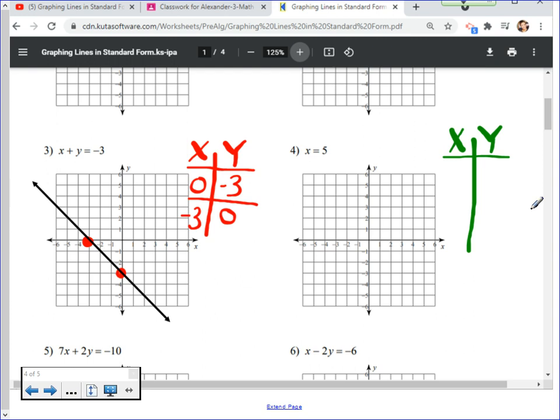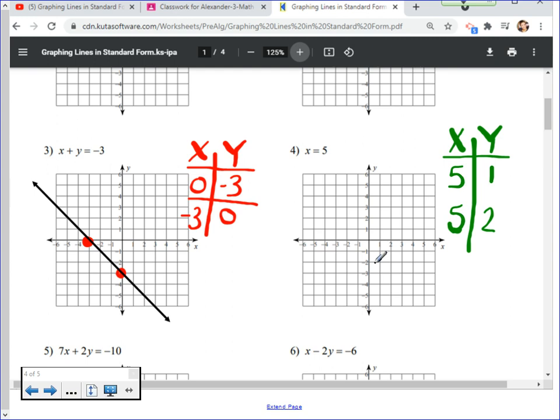So under X, what number am I allowed to put? A 5. That's the only number I'm allowed to put under X because it tells me X is 5. But on Y, what number can I put? Any number you want. You obviously want to choose something that's going to fit on your graph, so nothing bigger than 6. So I'm just going to choose 1 and 2. You get to pick whatever numbers you want.